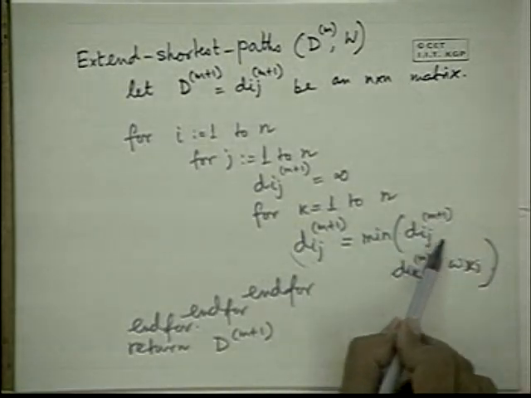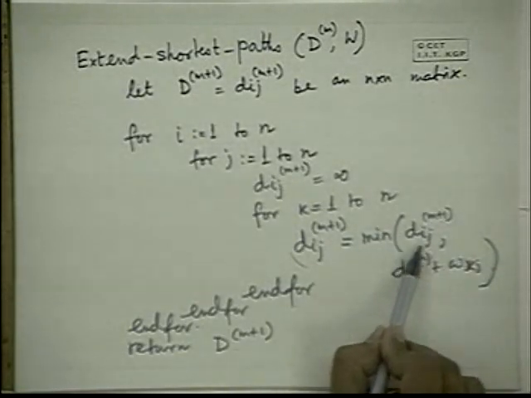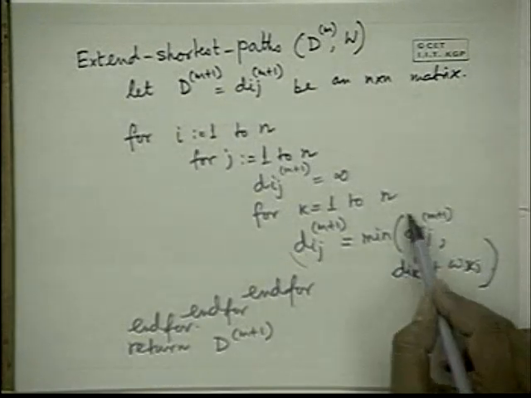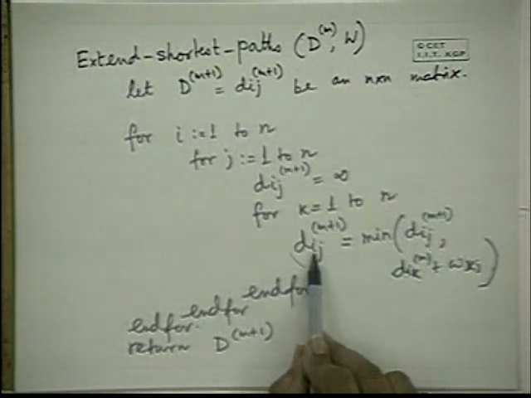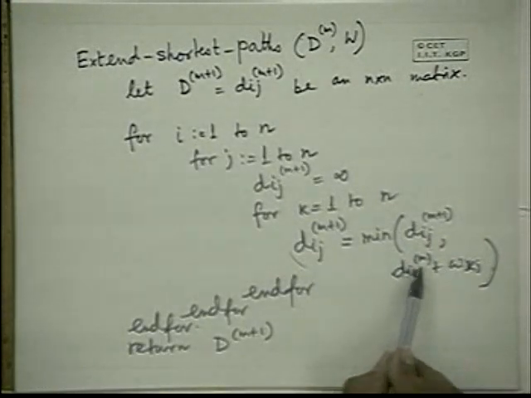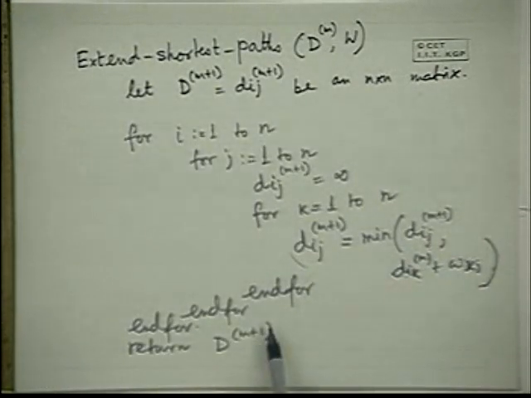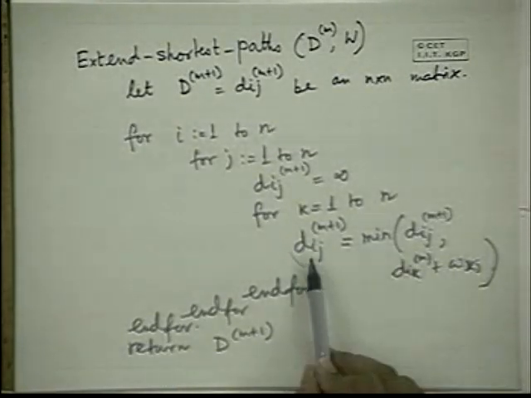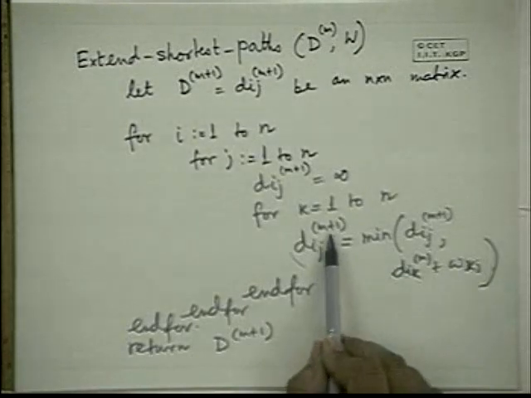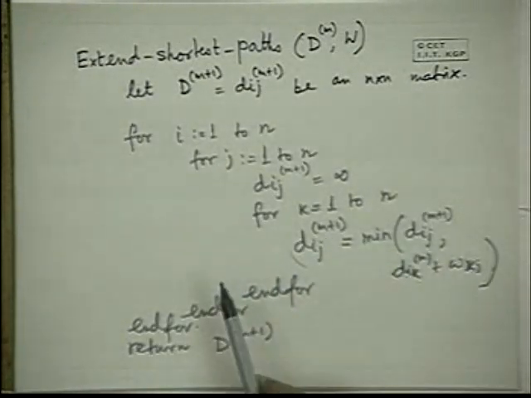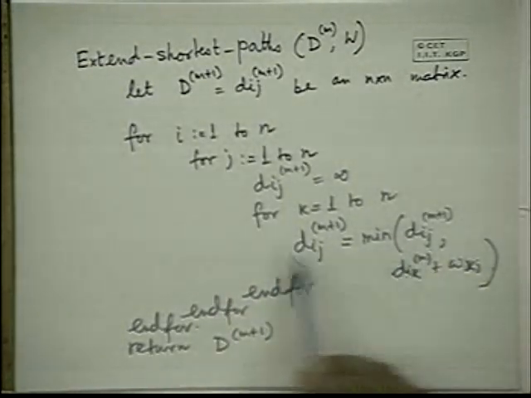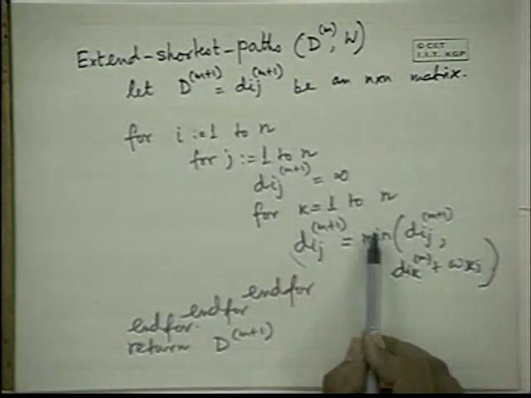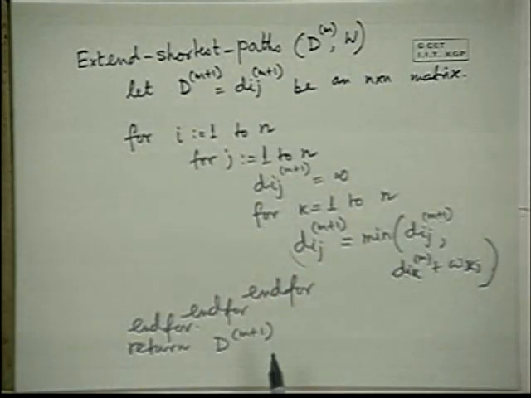Only somebody was objecting on this, but I already told you why you need to put this one. If you don't put this, just see, what will be happening? Dij m plus 1 is equal to dik m plus wkj. But then every time for a new value of k, you will be putting the last value of k in dij m plus 1. But you need to see what is the previous value and what is the new value. You should retain the minimum. That's why you need to do this. Take the minimum of the two.